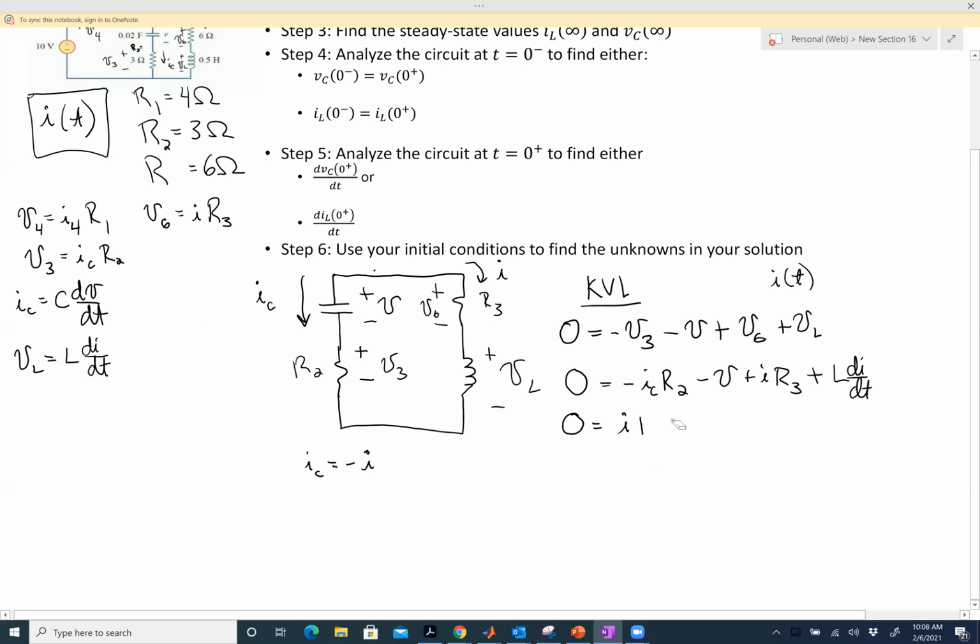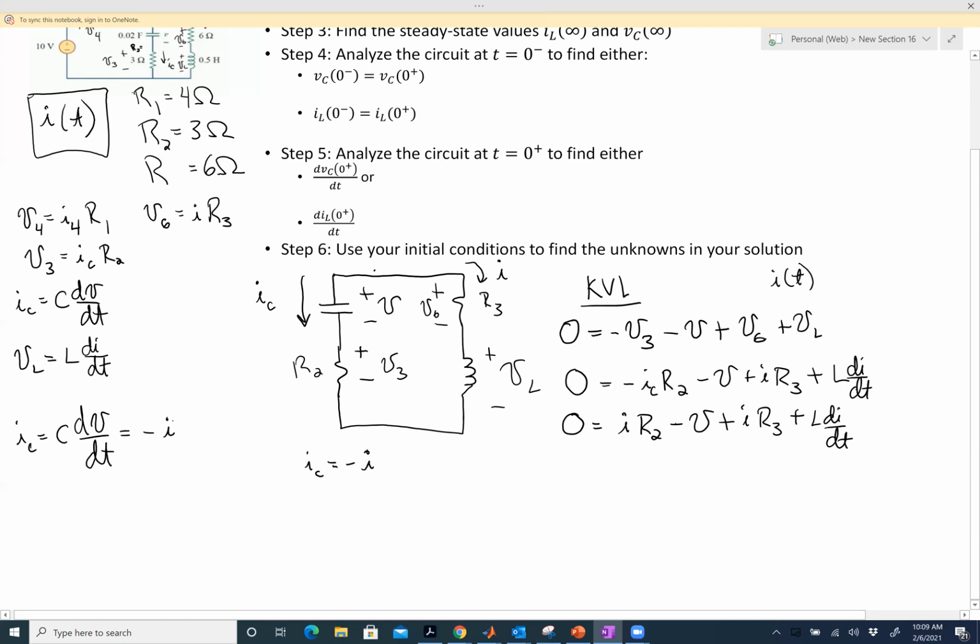I'm not going to group them yet, just to make sure you see it. So this becomes I R2 minus V plus I times R3 plus L di/dt. Now, I have one other thing here, which is the capacitor voltage. One thing we saw is that IC equals C dV/dt. But since we know that IC is equal to minus I, this is also equal to minus I.